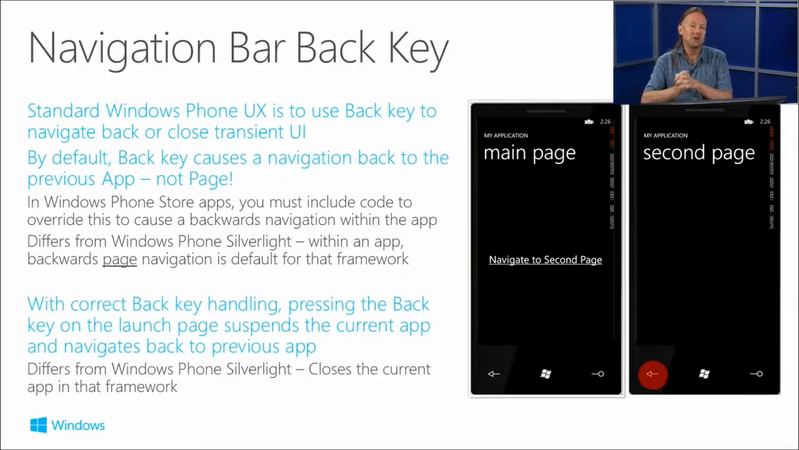The default action for the hardware back key is to navigate back through the app history, not the page history within an app. And actually this is different from a Silverlight app, where in the Silverlight framework the hardware back key causes a page backwards navigation. So this is different. So you've got to include in a Windows Store XAML app some code to intercept that hardware back navigation, and tell the system not to do this navigate back through apps. You need to navigate back through the pages.